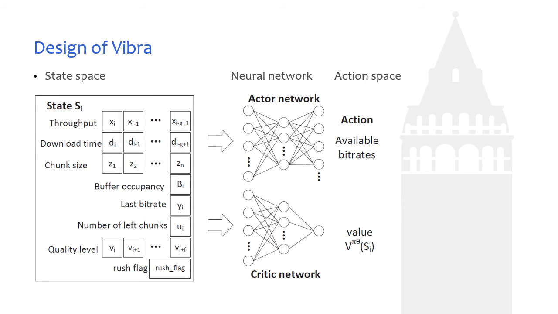The state space of Vibra includes the average throughput and the download time of past several video chunks, the size of the next video chunk, the buffer occupancy, the bitrate of the last video chunk, the number of left chunks, the quality level of the next several video chunks, and the value of the rush flag. The state is sent to two neural networks, namely the actor network and the critic network. The actor network represents the policy of an agent, and the critic network is used to evaluate that policy. Finally, an action from the action space is generated by the policy according to the state.